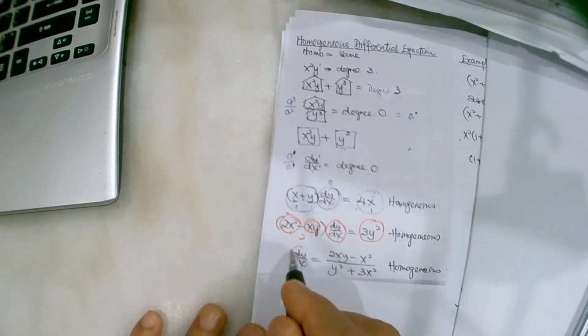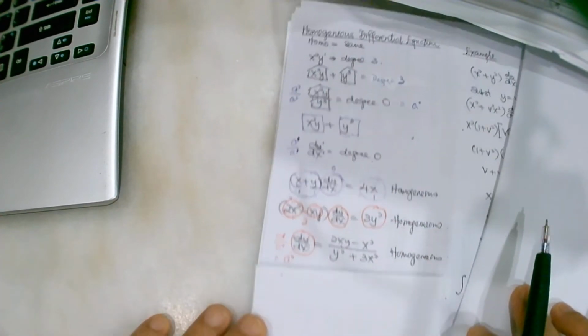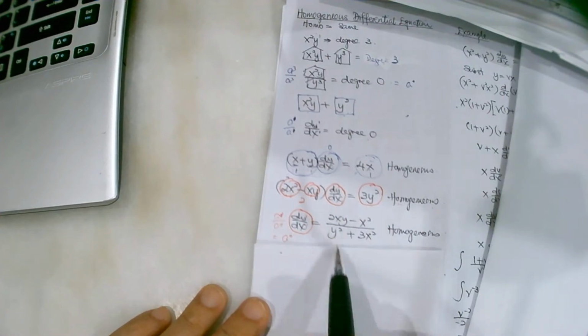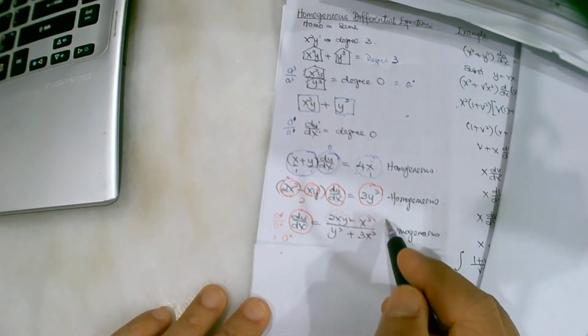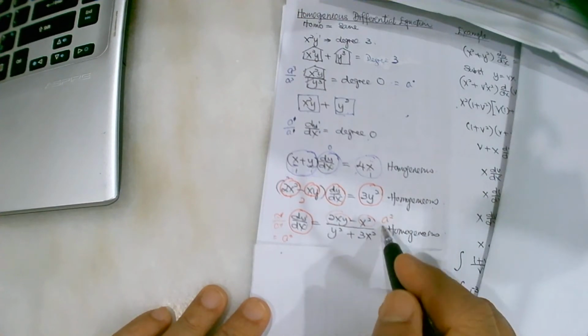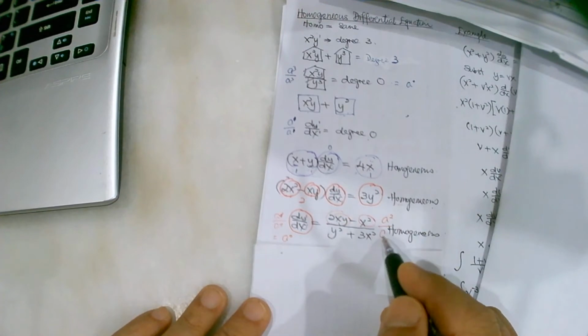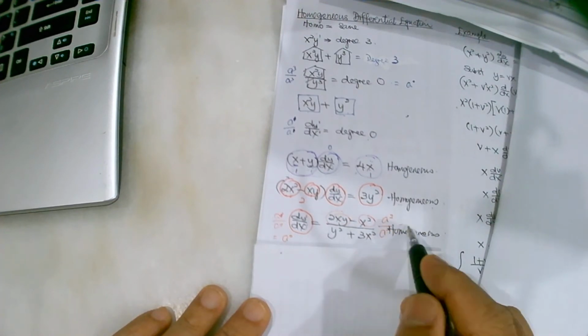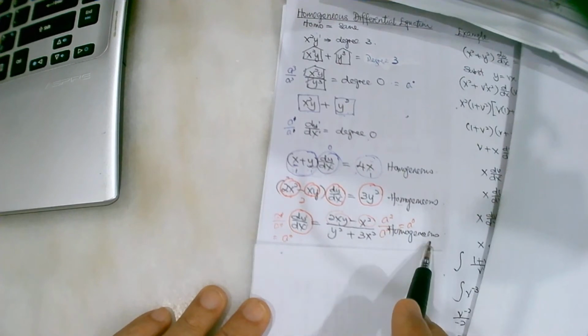Okay, look at this one. This one, a power 1 over a power 1, overall is a power 0. So this side, the degree is 0. How about here? This one, the degree is 2, and this one also degree 2. That means just like a power of 2 over a power of 2. Over here also, the degree is 2, so overall, it is a power 0, homogeneous.